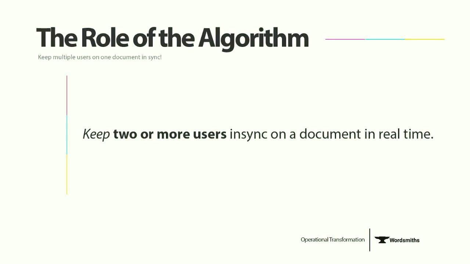The role of the algorithm is to keep 2 or more users in sync on a document in real time. Most people think if you just open a connection between 2 users on a document, and just let them edit, it'll all work perfectly fine. I'll show you why this isn't the case and why this fancy algorithm is required to keep 2 people in sync.